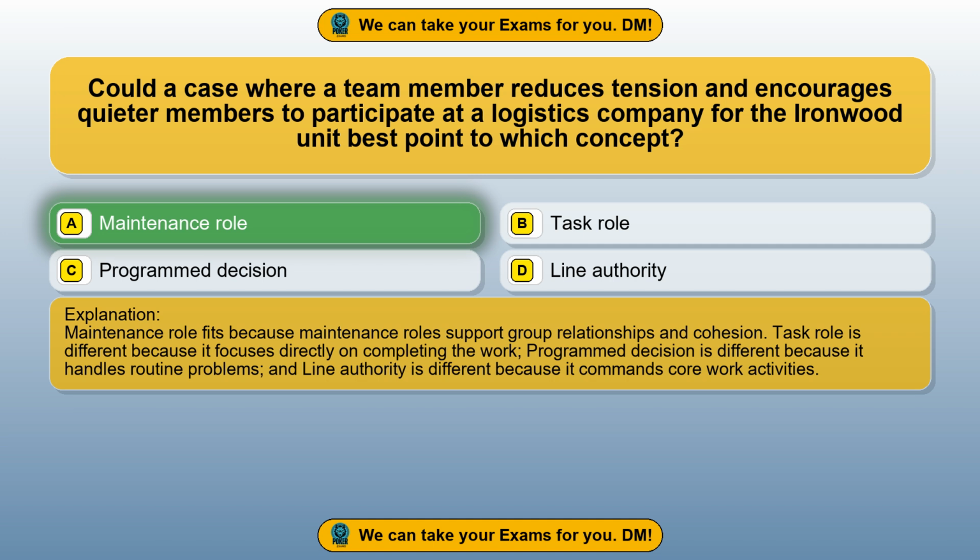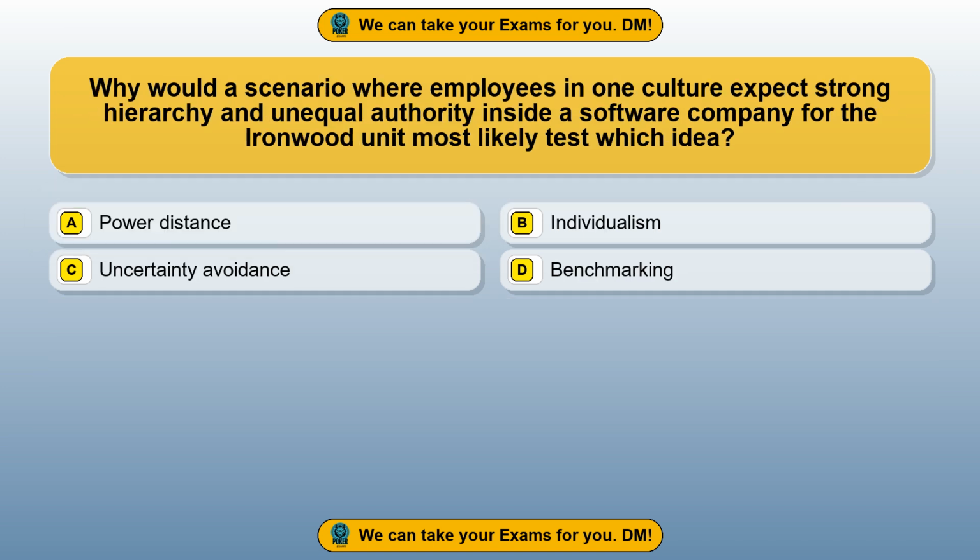Task role is different because it focuses directly on completing the work. Program decision is different because it handles routine problems, and line authority is different because it commands core work activities. Question 89. Why would a scenario where employees in one culture expect strong hierarchy and unequal authority inside a software company for the Ironwood unit most likely test which idea?